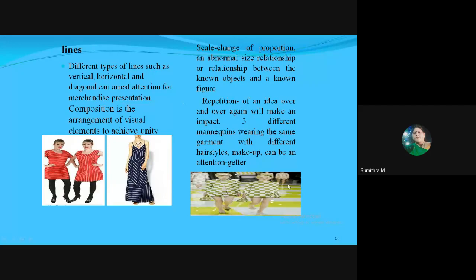And in this, repetition of an idea is used. Three different mannequins are used, 1, 2, 3, with different hairstyles, makeup, attention, etc. So it will also attract the customer. It is also one method to easily attract the customers, with the same color combination garments.